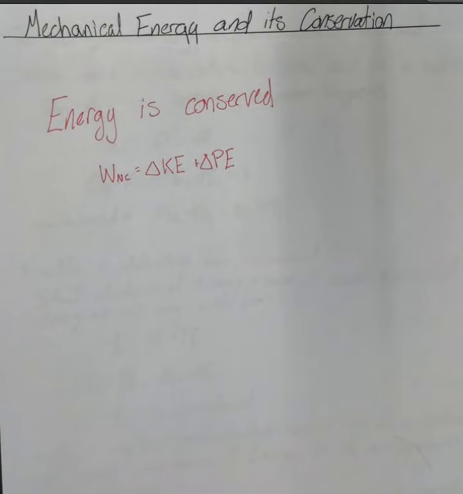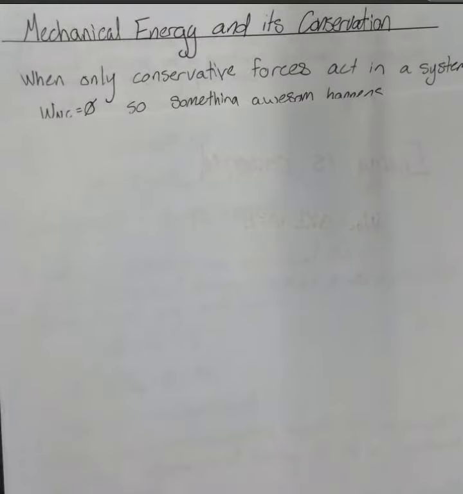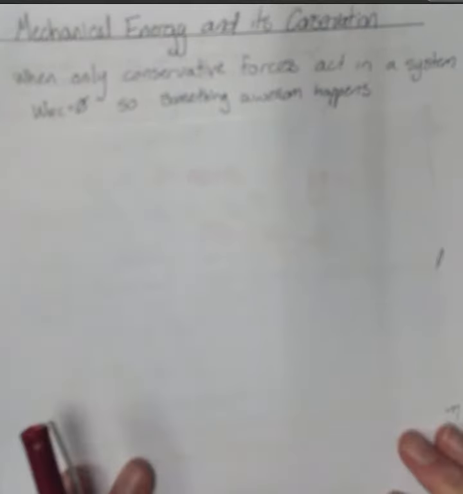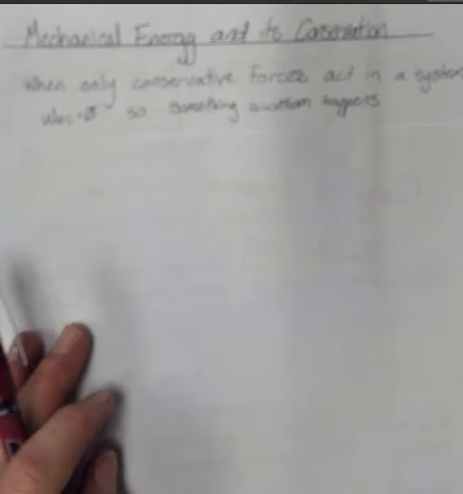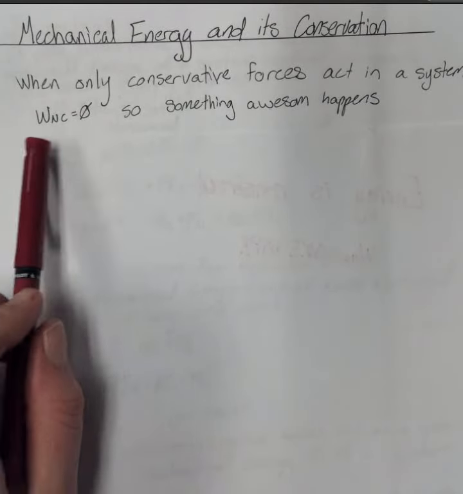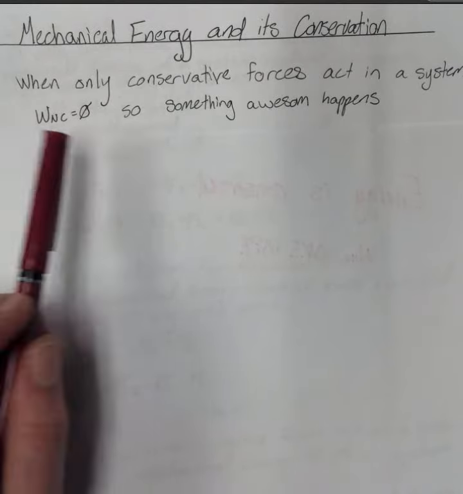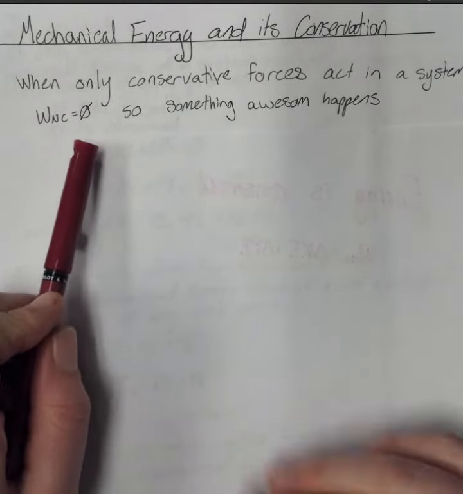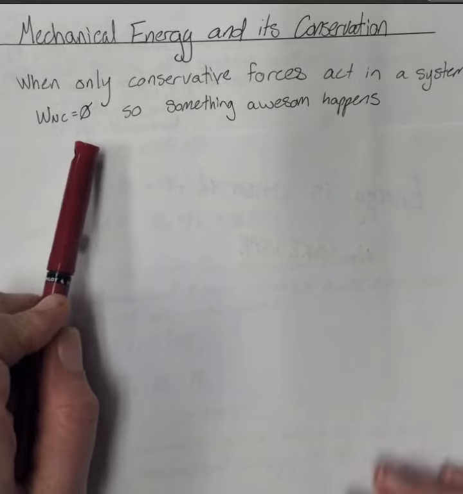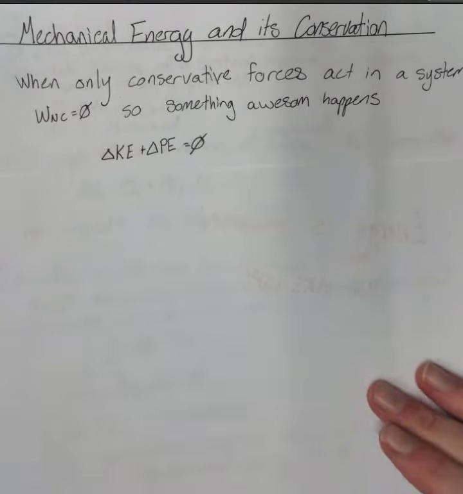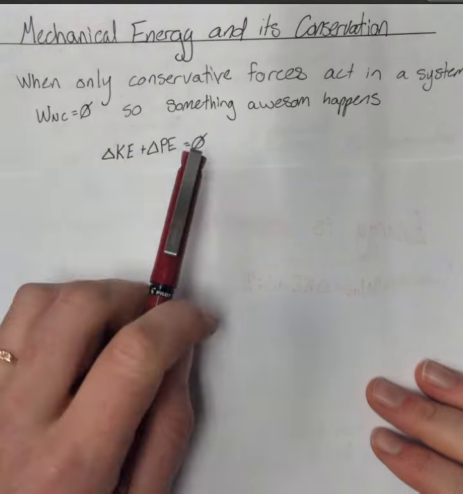But we're going to be looking more specifically at a situation where mechanical energy itself is conserved. So that means that we're going to be looking at a situation where only conservative forces are acting in a system. Another way of saying that is that if only conservative forces are acting in a system, then there will be no work done by non-conservative forces. If there's no work done by non-conservative forces, something really awesome happens to our equation. The work of the non-conservative forces is going to equal 0.